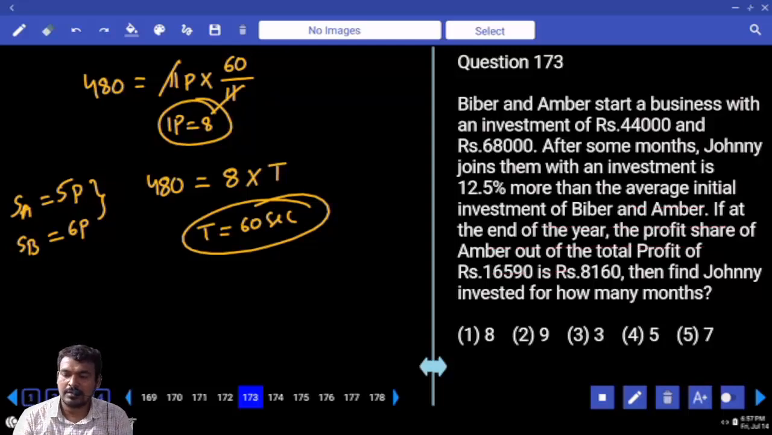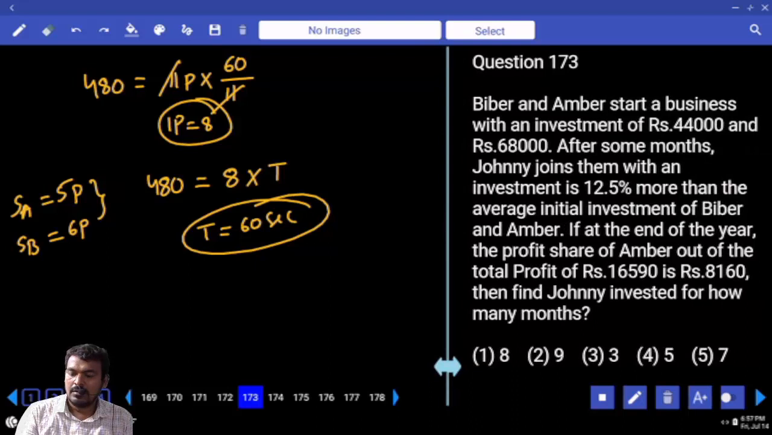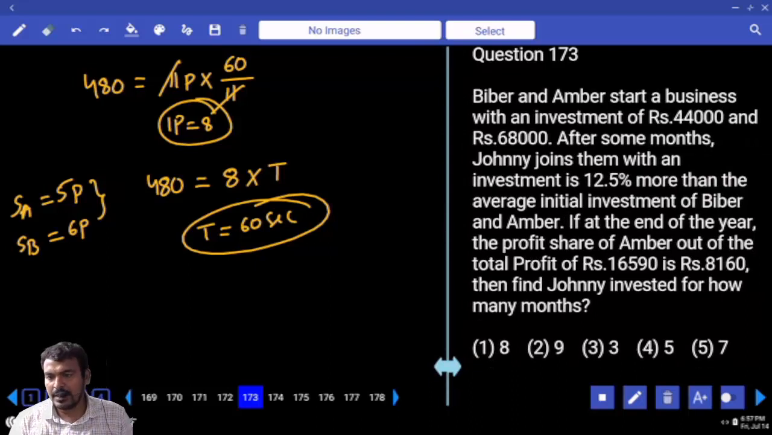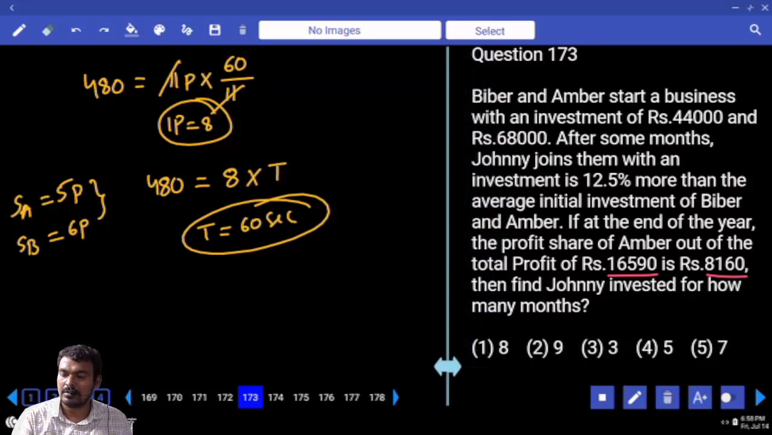Next question number 173. B and A started a business with an investment of 44,000 and 68,000. After some months, Johnny joined them with an investment 12.5% more than the average initial investment of B and A. If at the end of the year the profit share of A out of the total profit of 16,590 is 8160. Means total profit is 16,590. In that, A profit is how much? 8160. What is the question here? Find Johnny's invested money.